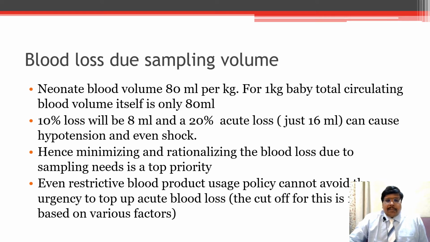Even with a restrictive blood product usage policy, you cannot avoid the need for a top up of acute blood loss. Babies don't talk, so you have to assume and analyze, and you should have the appropriate visual cues imprinted in your brain to assess the severity of the illness and predict their course in the NICU. So sampling is inevitable. It can be minimized with expert hands, but it is inevitable. And the more preterm and immature the baby is, the higher the sampling frequency and the need for sampling.